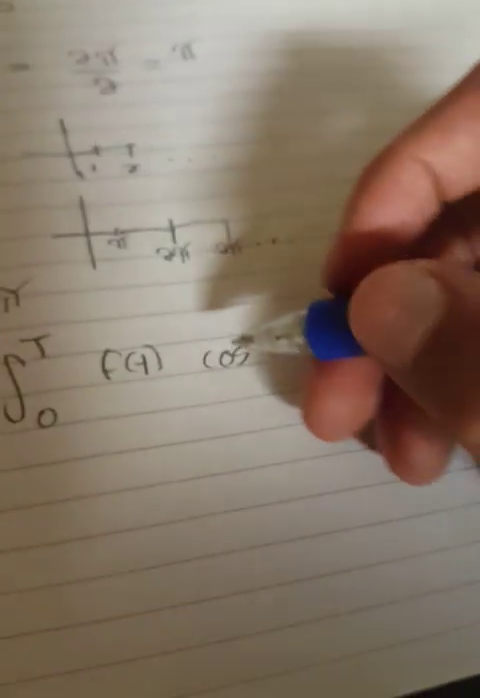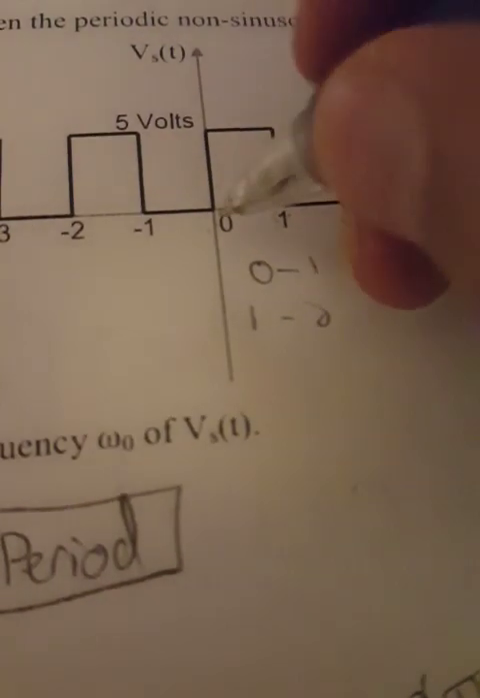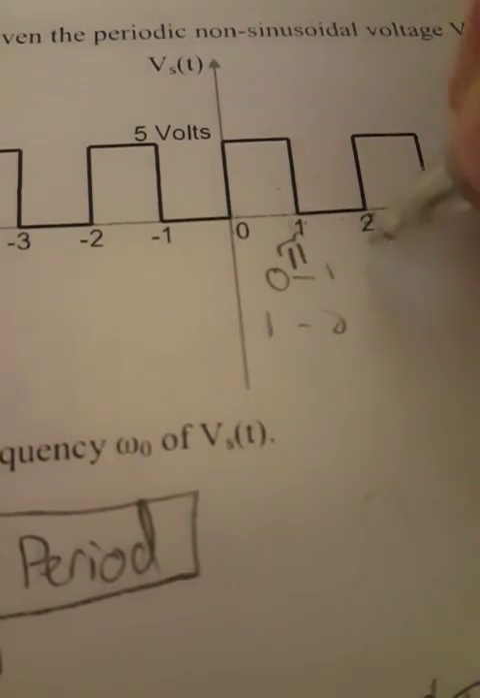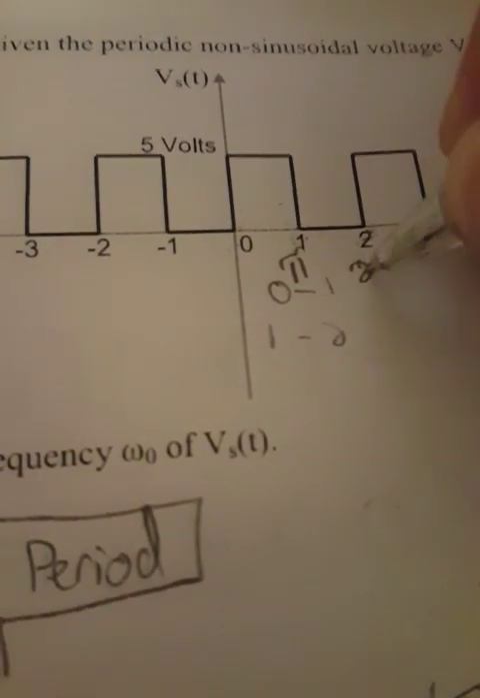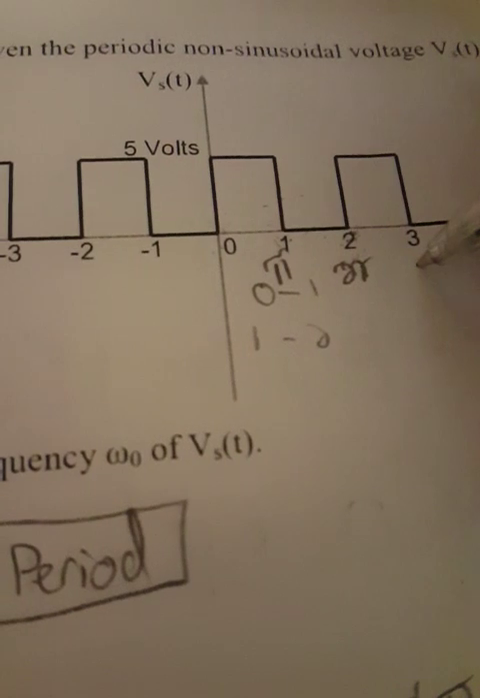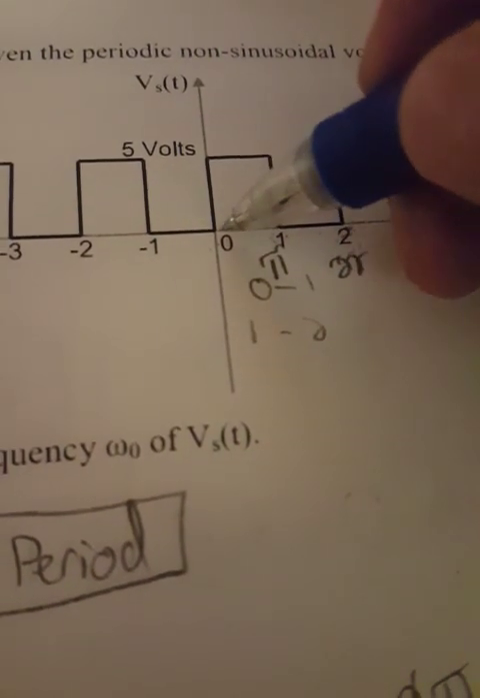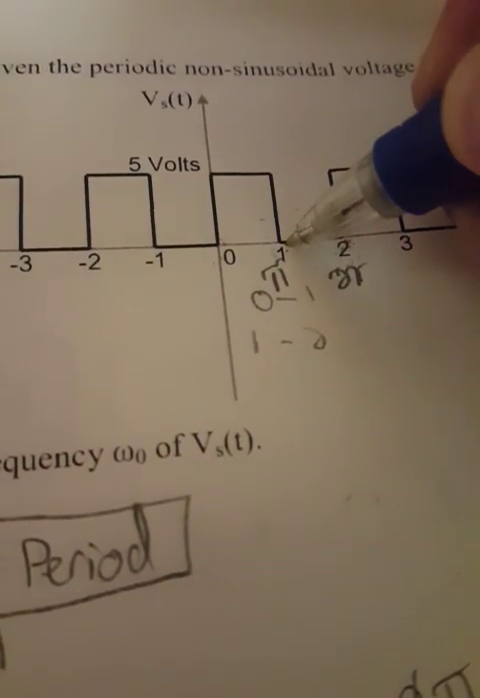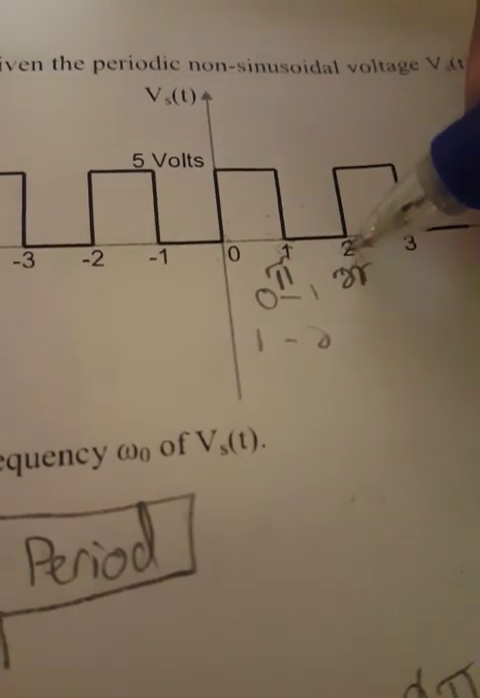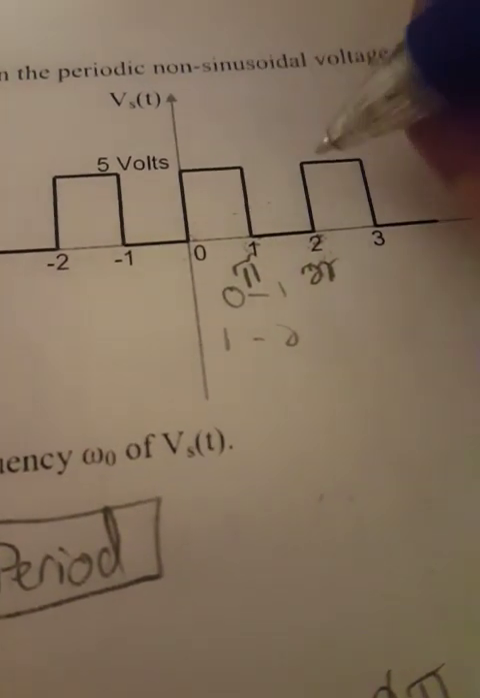But before all of this, we have to look back at our graph. So now instead of 0, this is pi. This is 2 pi, this is 3 pi, and so on. So from 0 to pi is going to be our first equation, and then from pi to 2 pi is going to be our second equation.